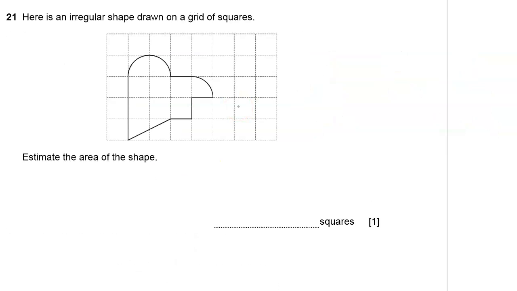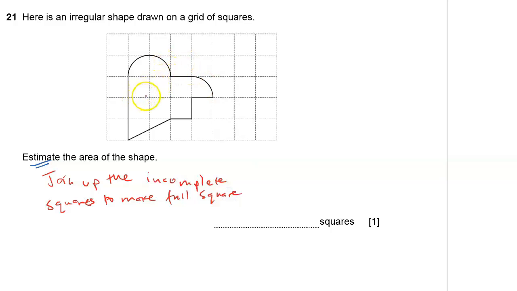Number 21. Here is an irregular shape drawn on a grid of squares. Estimate the area of the shape. Now, to estimate, we are not asked to get the correct area. We're only asked to do an estimation here. And therefore, to estimate, we are going to count the complete squares and join up the incomplete squares to make whole squares.